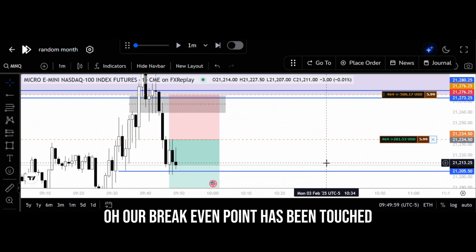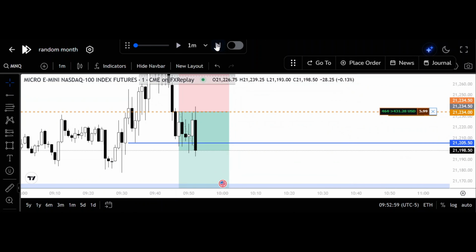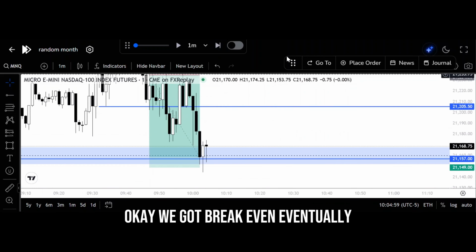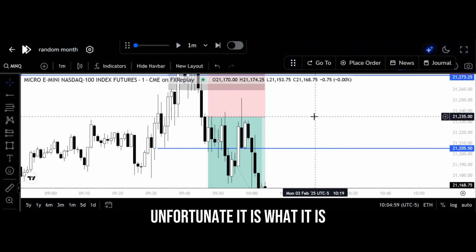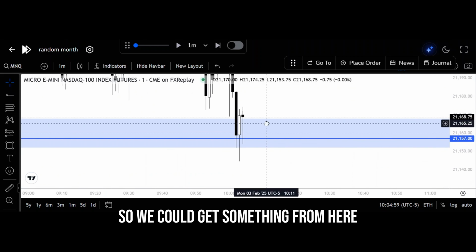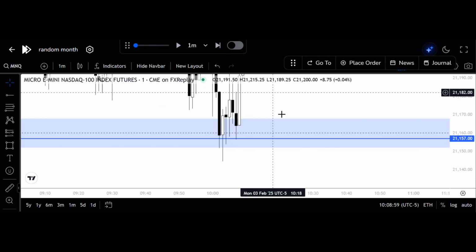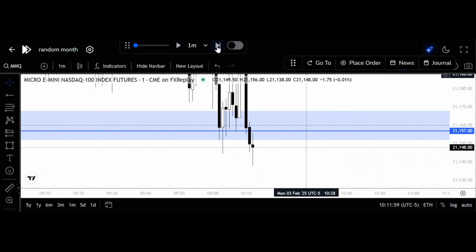Oh, our break even point has been touched. We go to break even. Okay, we got break even eventually. Yeah, eventually hit TP. Unfortunate. It is what it is. We're in this hourly gap, so we could get something from here. Yeah, we're just kind of in a range.